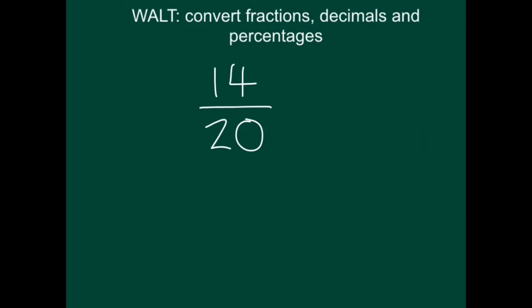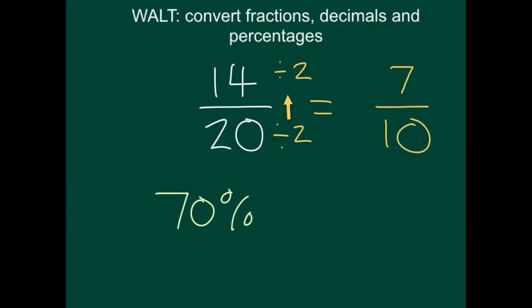Let's try and simplify it to a tenth. So if we want to make that 20 a 10, we need to divide by 2. That means we always do the same on the top, so we'll divide that 14 by 2. Now we've got 7/10. And 7/10 is the same as 70% or 0.7.